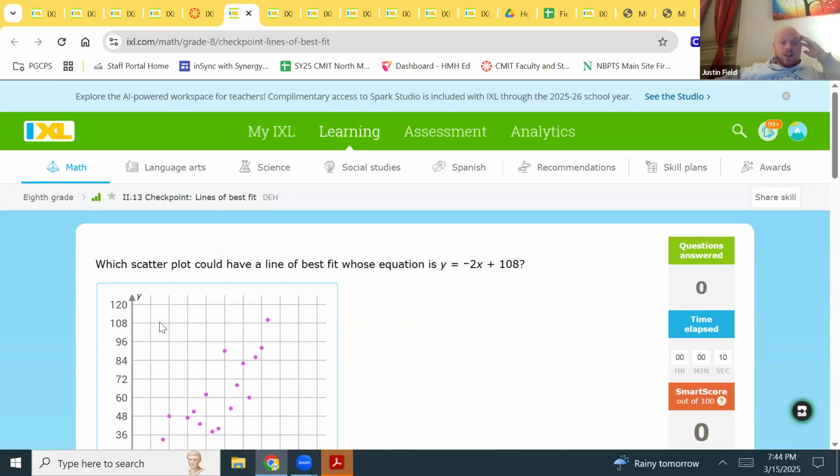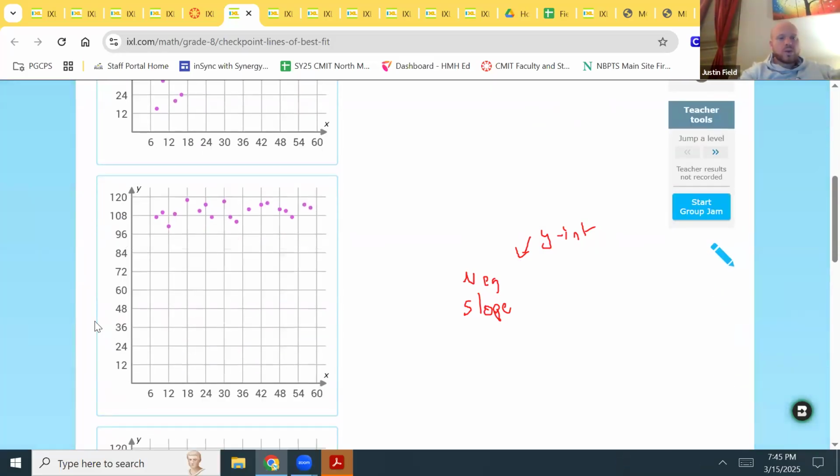Which scatter plot could have a line of best fit whose equation is y equals negative 2x plus 108? When I look at this, I see a negative slope. So that means it's got to be going down. And then I see my y-intercept of 108. So I should be able to graph the line with a negative slope, about -2, and it should have a y-intercept of 108.